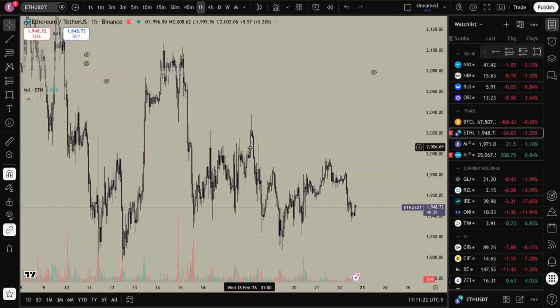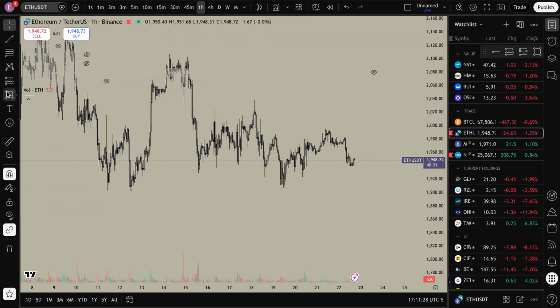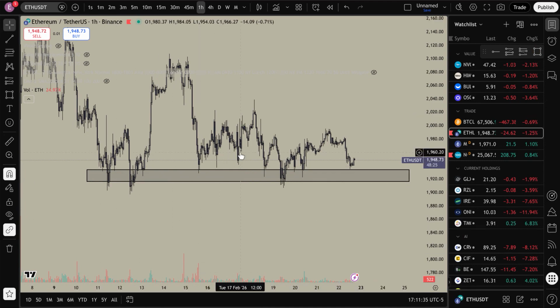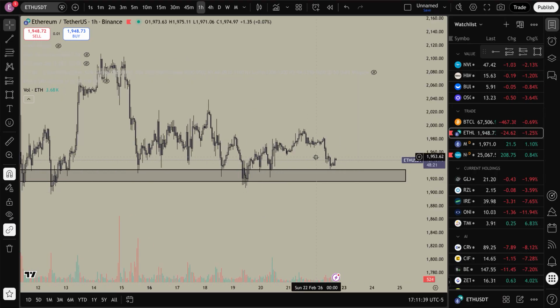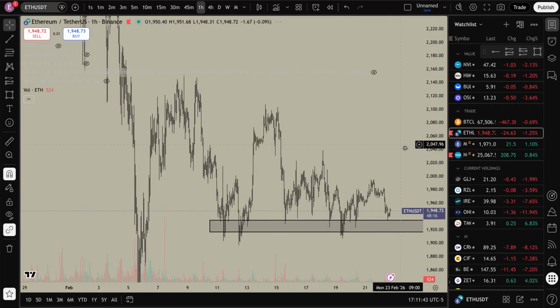I'll show it on Ethereum too. Oh, Ethereum looks perfect. Look at this. Okay, so as you can see here, we have a huge level of support. Bounce, bounce, bounce, bounce, bounce, bounce. So this is a really strong floor, and it looks like we're about to hit it right now too, which is something to look at.